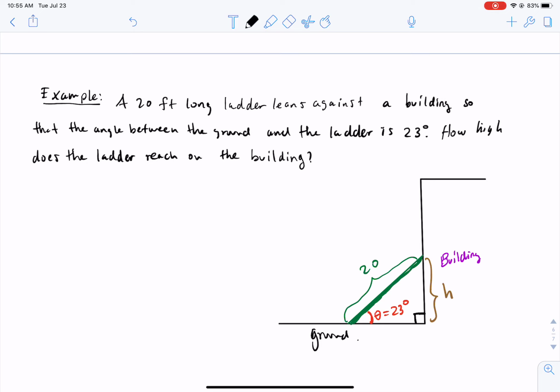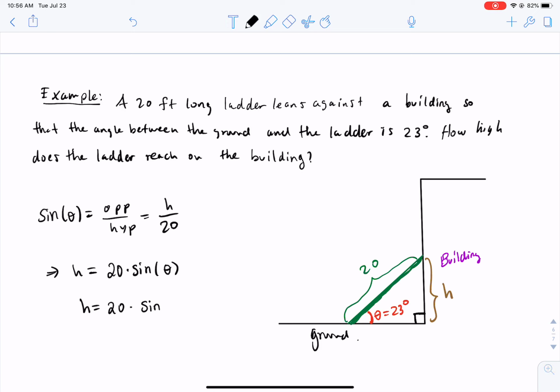So we're going to use sine of theta will equal, right, opposite over hypotenuse. But opposite here is what we're calling H, and this guy, hypotenuse, is 20. And what do you know about H then? H equals 20 times the sine of theta. What is theta in this case? 23. So 20 times sine of 23, and that's why we're going to leave this like this.